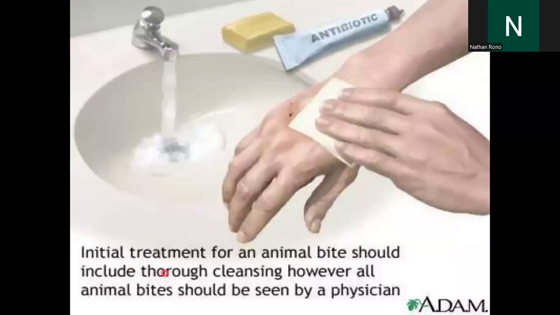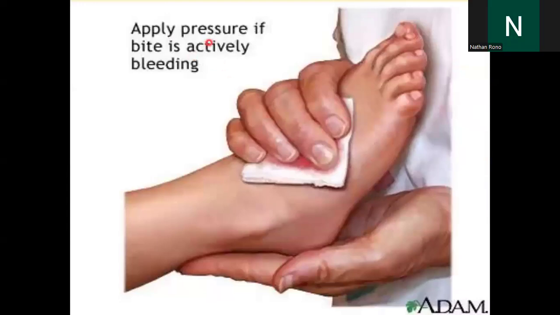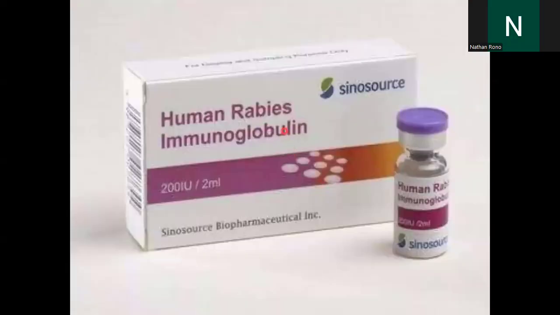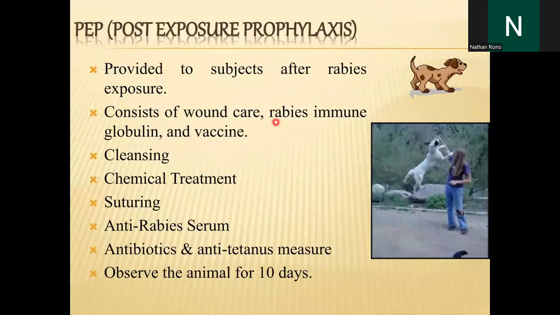Okay. Initial treatment for animal bite should include thorough cleaning. However, all animal bites should be seen by a physician. So as you're waiting to go see a doctor, do proper cleaning for 15 minutes with water and soap. Then if there's active bleeding, remember you apply pressure to prevent excess blood loss. Okay, so that's the wound cleaning part.